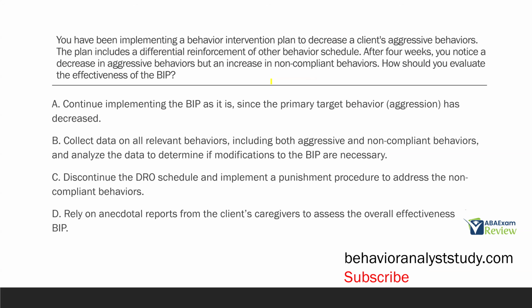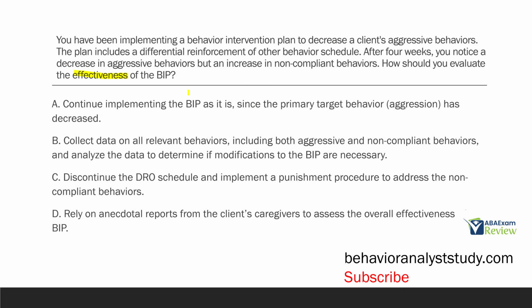You've been implementing a behavior intervention plan to decrease a client's aggressive behaviors. This plan includes a differential reinforcement of other behavior schedule. After 4 weeks, you notice a decrease in aggressive behaviors, but an increase in non-compliant behaviors. How should you evaluate the effectiveness of the BIP? Now, this is kind of an ethical question because we want to evaluate our behavior plans both based on effectiveness and also from an ethical standpoint.